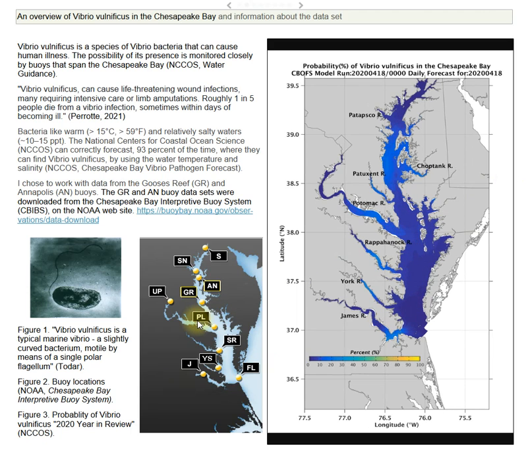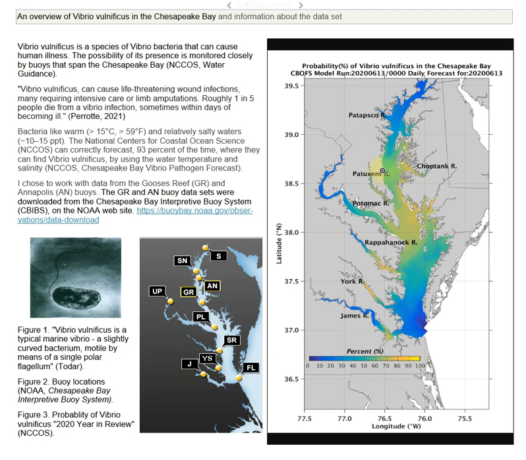Figure 3 may have caught your eye, and it is an animated image created by NCCOS showing the progression of the daily probability of Vibrio vulnificus in the bay's waters during the year 2020. I wanted to show you an example of how the data from these buoys are used. And you can see as it gets progressively warmer as the days progress into the summer, the percent probability increases.